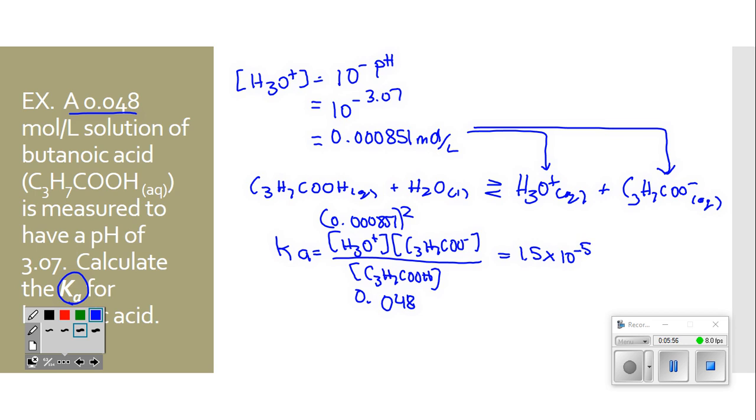Now, this was in your data booklet. Yesterday, Nicholas asked me if we just look it up if it's in the data booklet. Of course you can. I just wanted to show you that we would get the answer that was in the data booklet if we did this calculation.